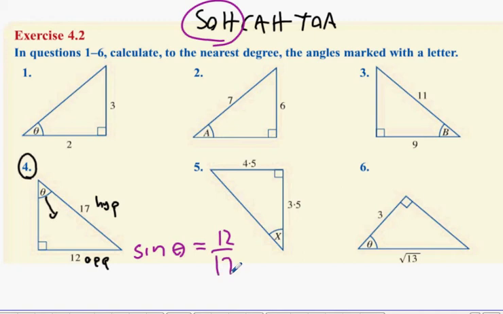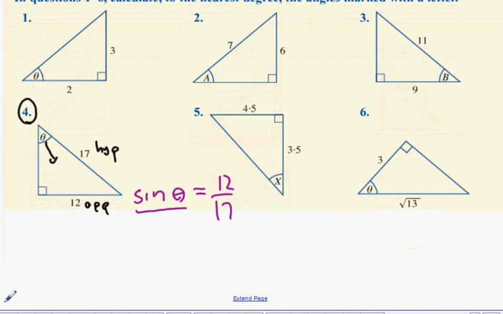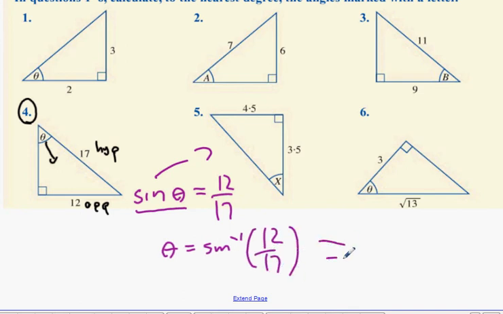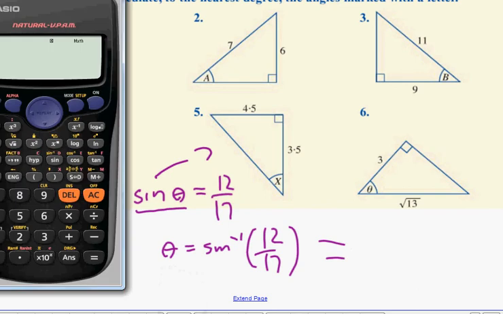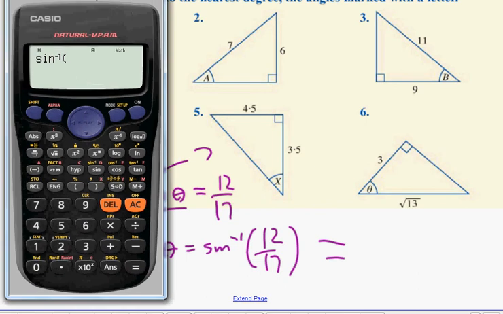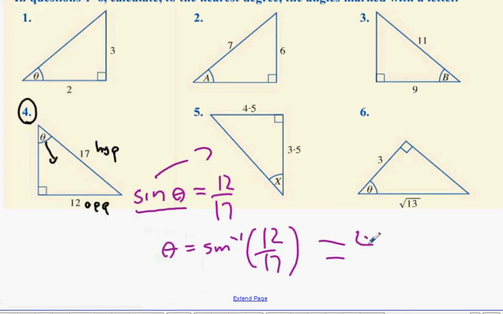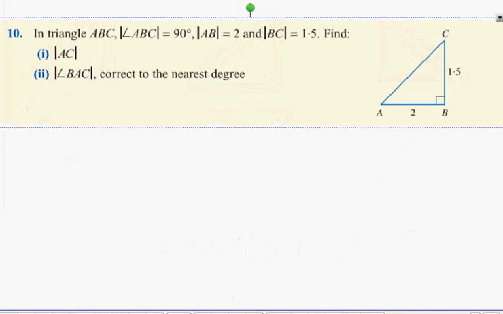Now we spoke earlier about what's the only way to separate sine and theta from each other? Inverse function. So you bring over the inverse function, say theta equals sine inverse 12 over 17. And what does that come out to be in the calculator? 12 over 17. Alright, fair enough. 44.9, 45 degrees. Everybody happy enough with that? Okay. Moving on. Question 10.